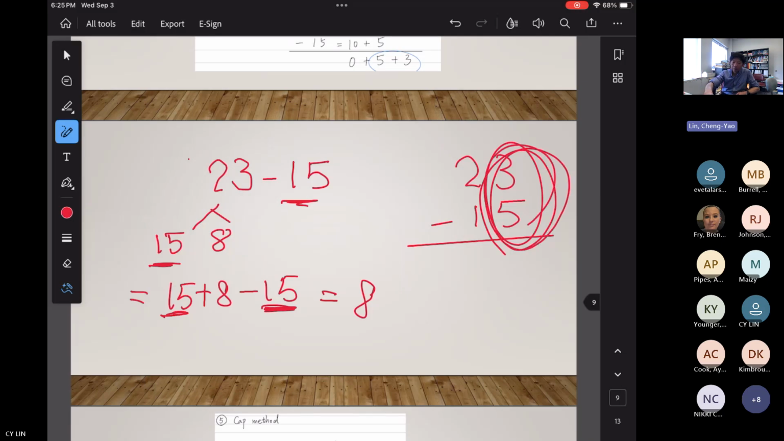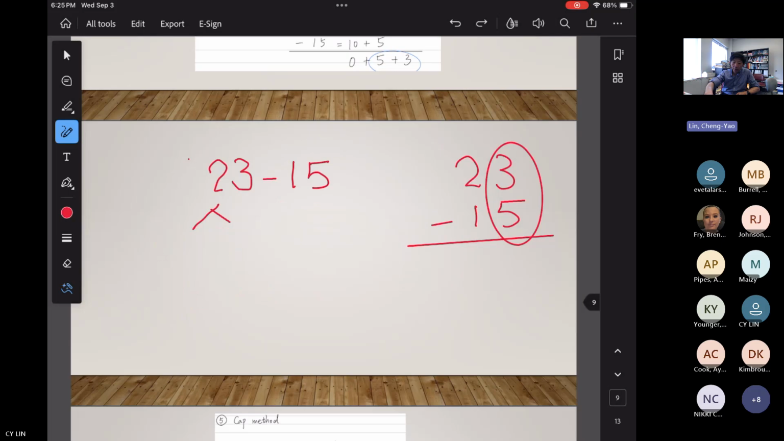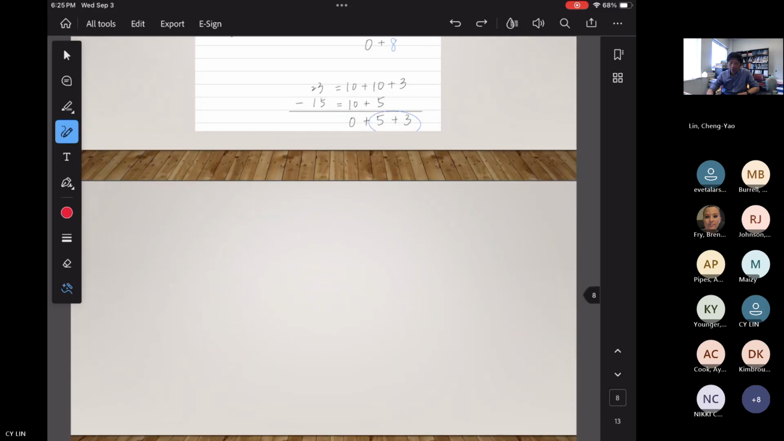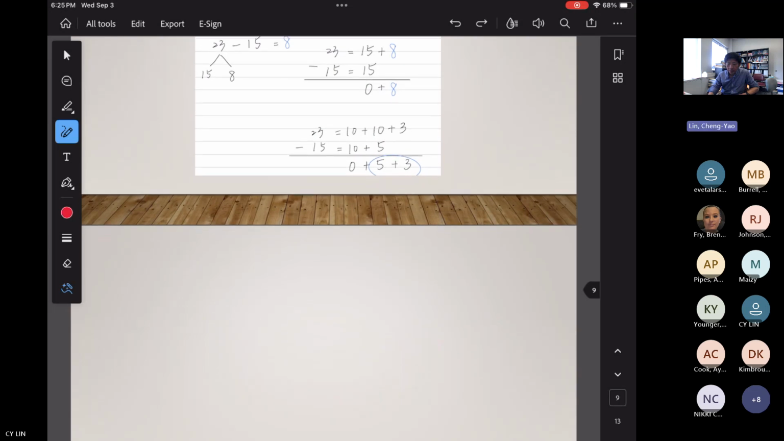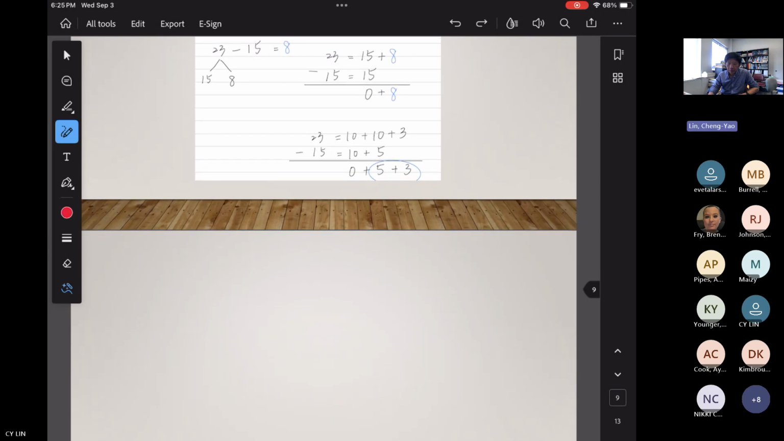Not enough. Okay. Sometimes students struggle with not enough. I cannot subtract. How should we do? Do we have a better way to do it? Yes, we do have a better way to do it. One of the better ways is using the decompose, right? And let's see.